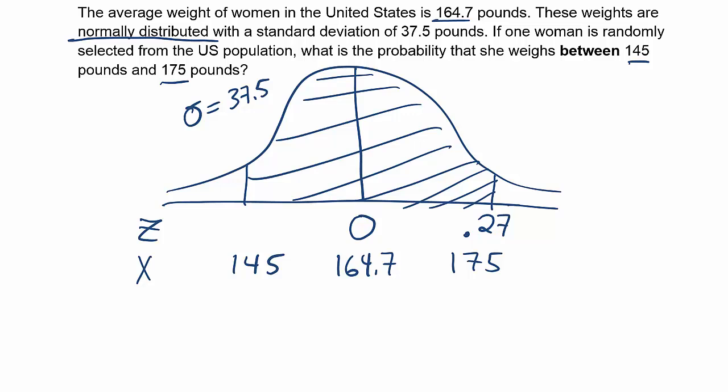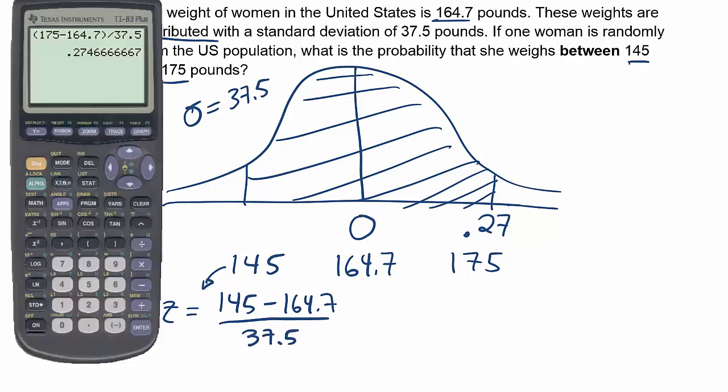And then for the 145, it'll essentially be the following z-score, right? So I'm going to convert that into a z-score by doing the 145, the score I want to convert, minus the mean of 164.7, divided by the standard deviation of 37.5, right? All right, so let's see what that gives you. 145 minus the mean of 164.7. Close it up and divide by 37.5.